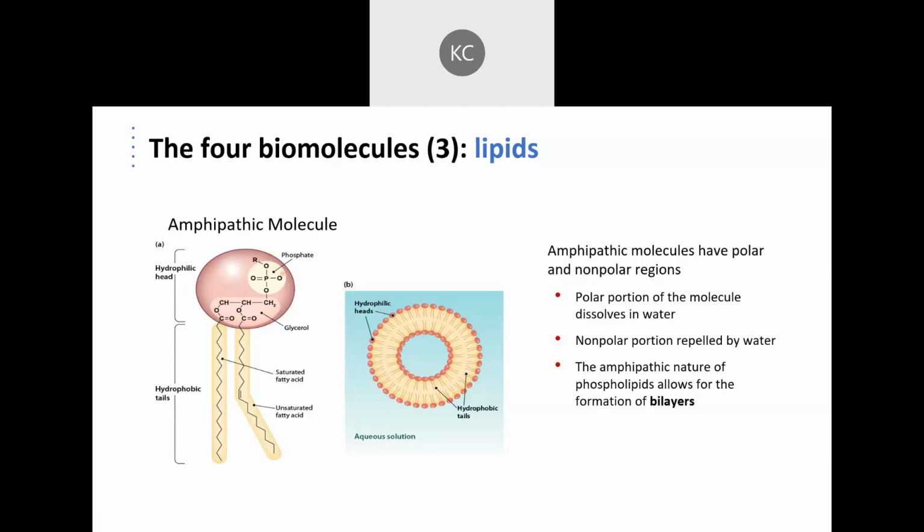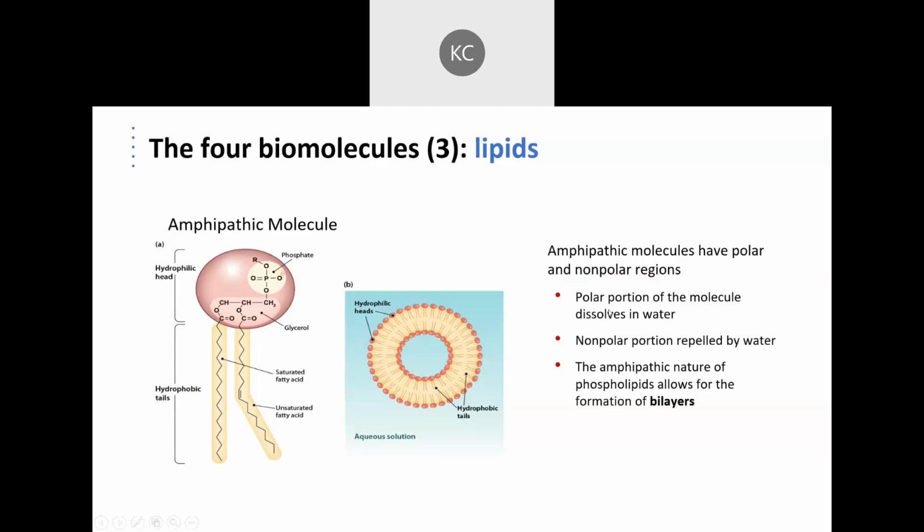So they're going to be opposed to each other in the middle, right? This interaction of the two phospholipids has to do with the fact that this molecule is called amphipathic, meaning it has a polar region and a non-polar region. So there's a region that is attracted to water, and a region that is repelled by water. The polar region dissolves in water.